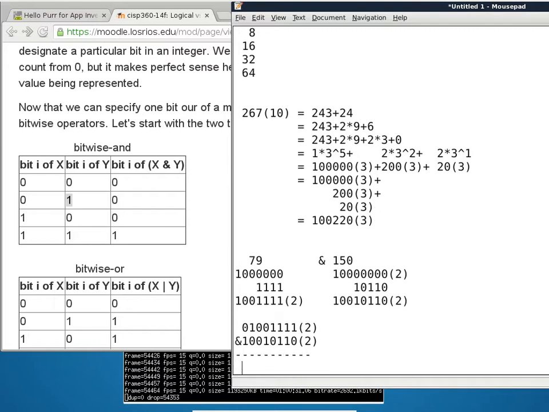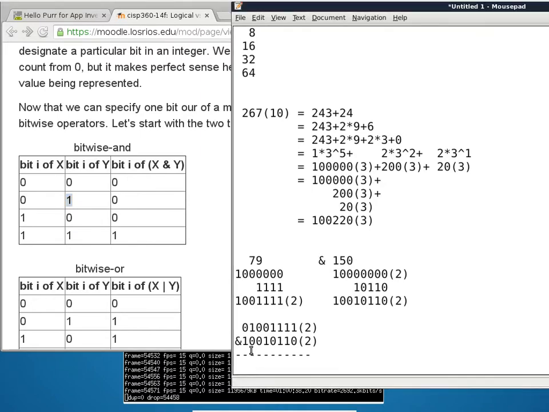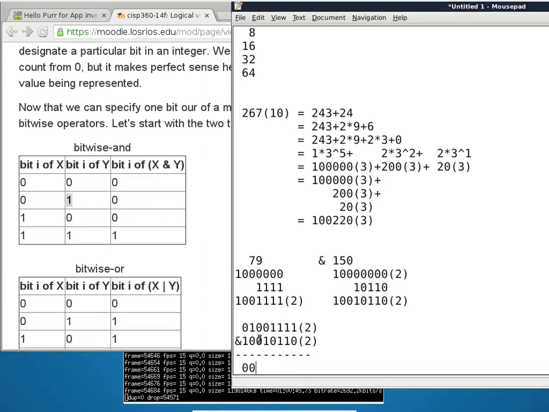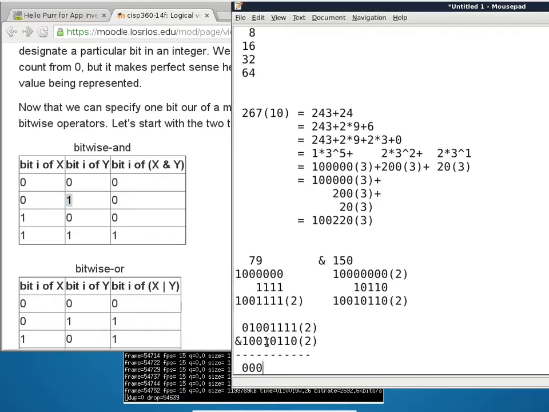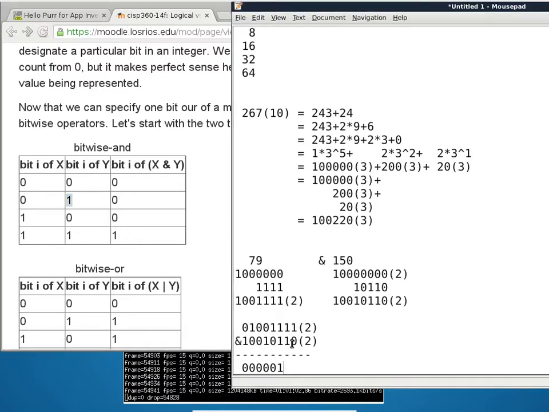All right. What is 0 and 1? Well, you just look up the table. 0 and 1 is 0. 1 and 0 is 0. 0 and 0 is 0. And then we have 0 and 1 being 0 again, 1 and 0 being 0 again. 1 and 1 being 1, because 1 and 1 is 1. And then the same thing here, and then 1 and 0 being 0 again.